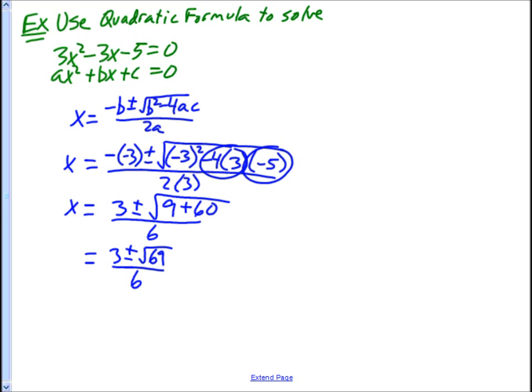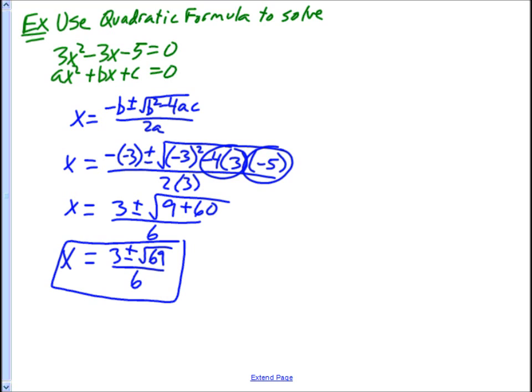Hey, look at that, 69. Let's see, factors of 69 are, let's see, 3. So nothing works. You're kind of stuck there. You can't simplify that square root of 69 anymore. So there's your two answers. You got that 3 plus square root of 69 all over 6, which is about 1.88. And then you got 3 minus root 69 all over 6, which is negative 0.88.